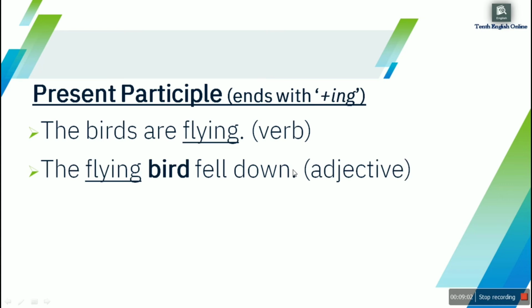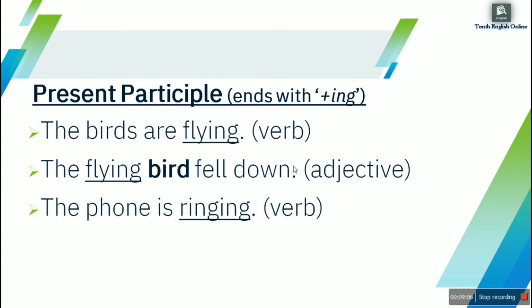Next example, the phone is ringing. The phone is ringing. Simple tip for you. If the participle is used after the helping verb, it is called the present continuous action.